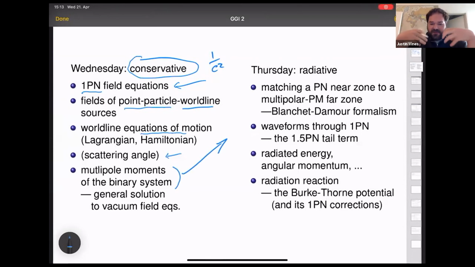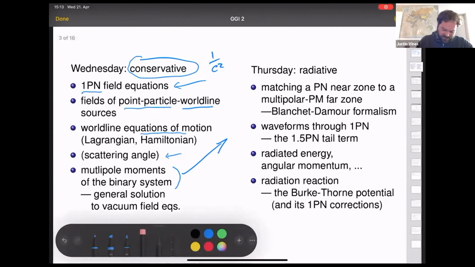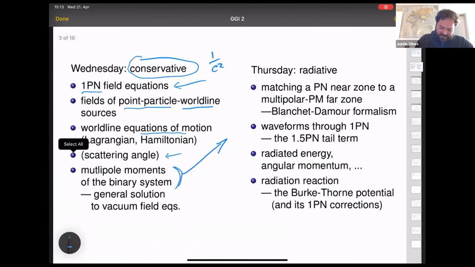Once you solve for the conservative dynamics in the near zone, how you convey that information to the far zone and eventually to the gravitational waves that are propagating in the far zone is through, in this approach, the multipole moments of the binary system, which are defined essentially by the post-Newtonian field. So I hope we'll have time to talk about that in detail today. And then on Thursday, we go to the far zone.